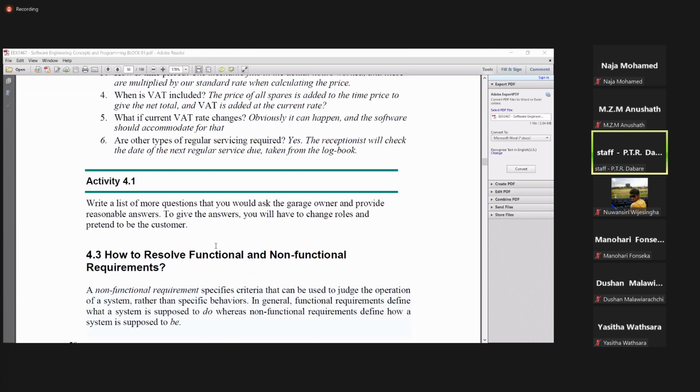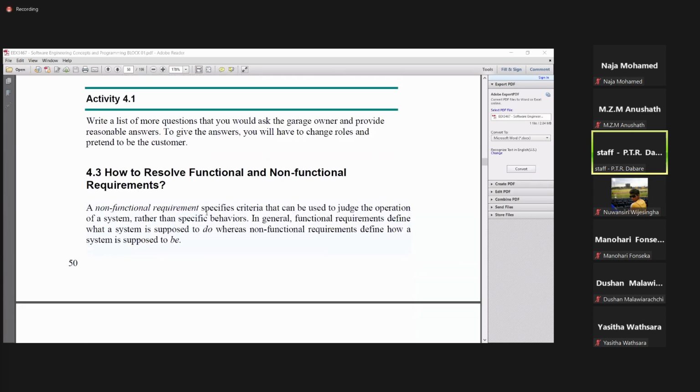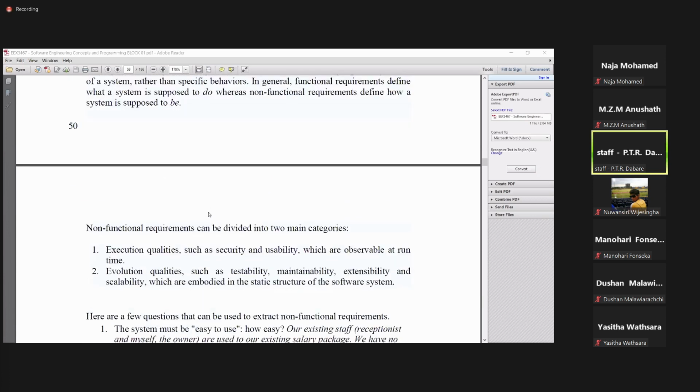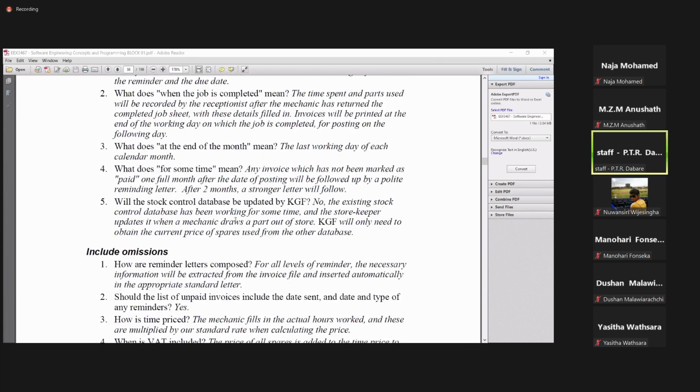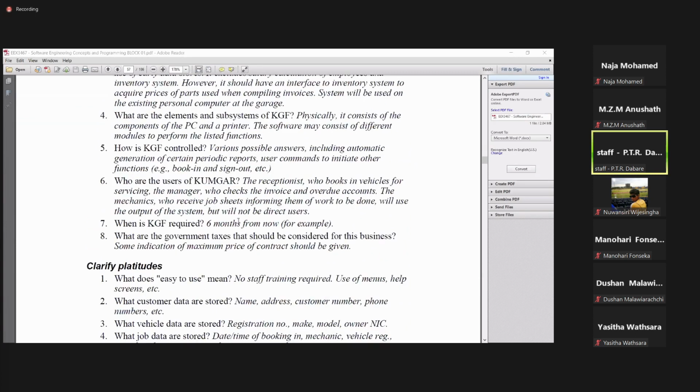And you have to do this activity on your own, right? And then you will understand how you are supposed to do this. Then, how to resolve functional and non-functional requirements. So what are functional requirements? First of all, I mentioned that if it is a functional requirement, look at this problem. Look at the given question.